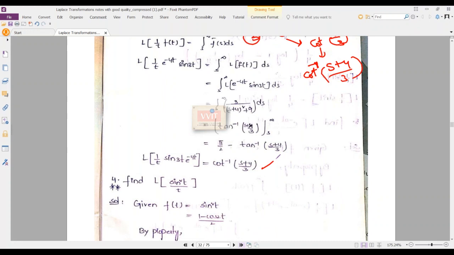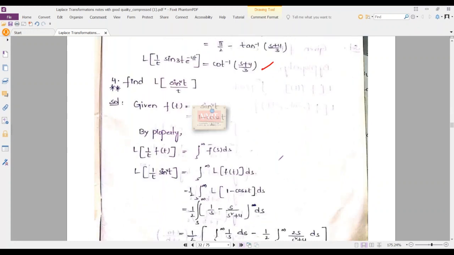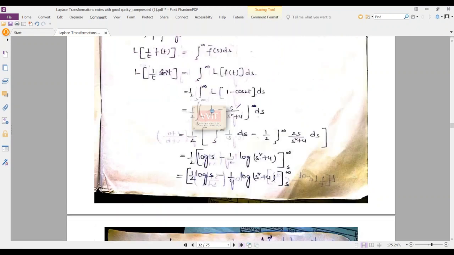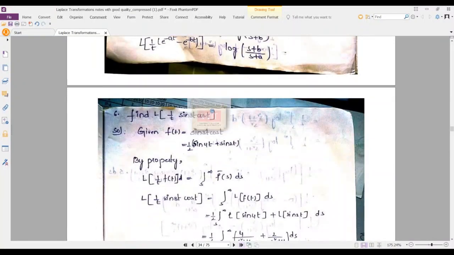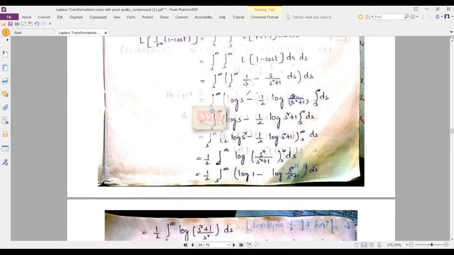Okay. Sine square t by t. Again, sine square t, of course, I think this problem is repeated. This is also repeated. Sine 3t is repeated. Cos at by t square. 1 minus cos t by t is repeated.